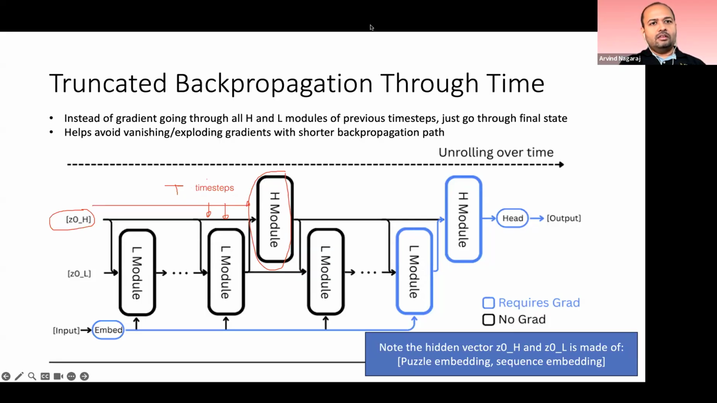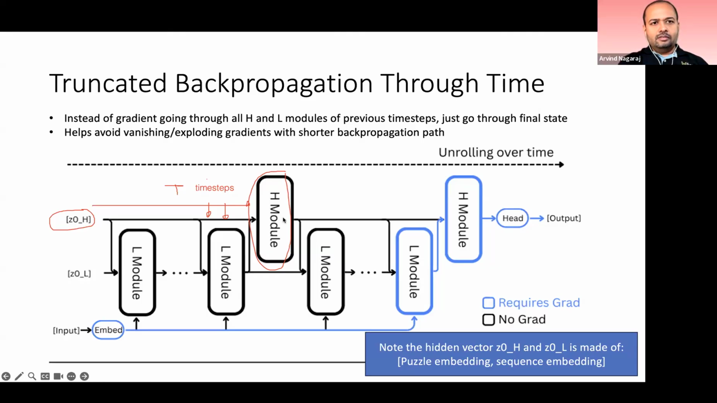Somebody opened a Git issue and the author said they'll fix the typo in the paper in the next version. But based on this diagram, if we just look at this diagram here and I look at the code also, they literally don't update the high level hidden vector at all until you invoke the H module.